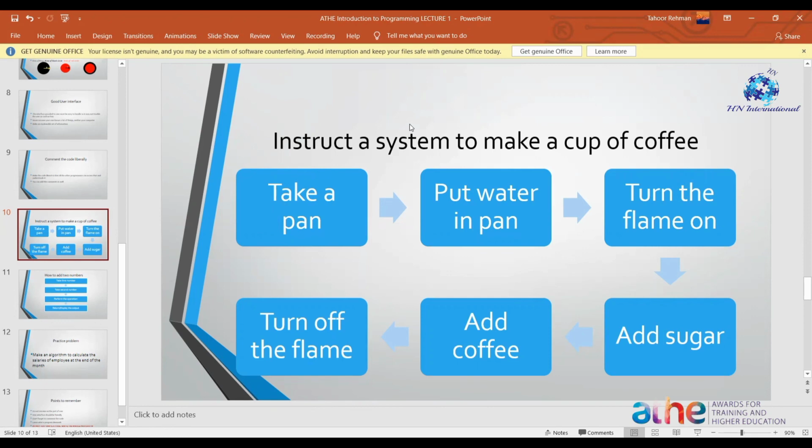It will be in easy English. You can write the steps, and then you can perform those tasks. Whether you are writing a code or doing daily life tasks, you can write algorithms.